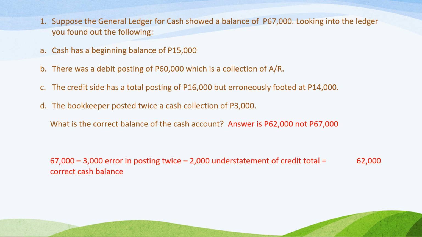And then in letter C, there was an error in footing of the credit side, understating the credit side by 2,000. So that means we have to deduct 2,000 to correctly state the credits. So 67,000 minus 3,000 minus 2,000 is equal to 62,000. So the correct cash balance must be 62,000.